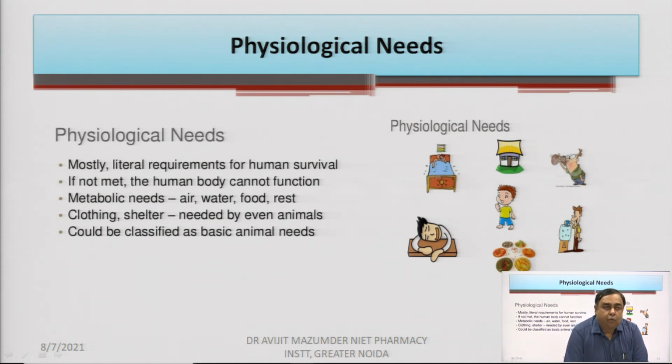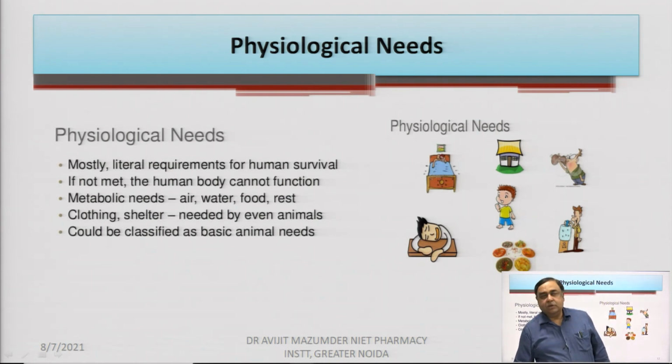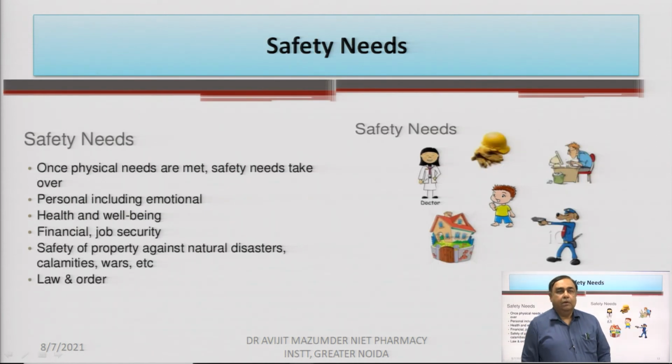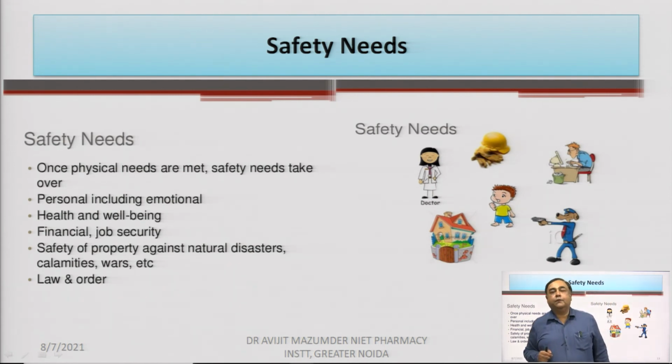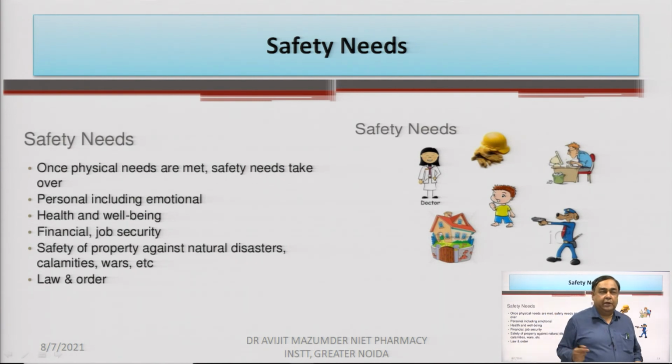It is the need for water, air, food, rest. After this need is satisfied, we will go for the next need, that is the safety need. Everyone wants to be safe. Safe means they should have a house to reside. They should have personal safety, including the emotional one. Everyone wants to be physically safe, healthy.